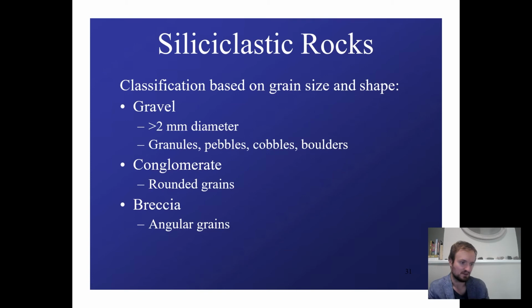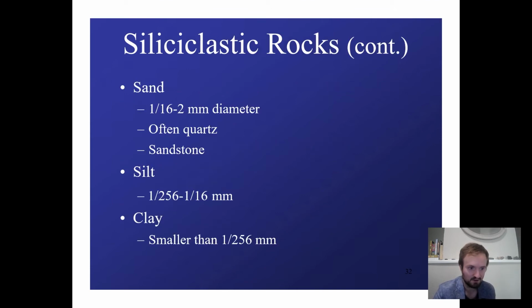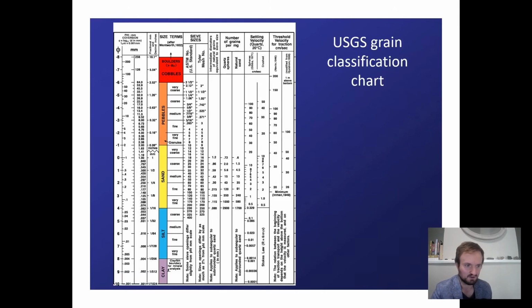Again, this classification is based off grain size and shape. Gravel has granules, pebbles, cobbles, boulders, and anything bigger than 2 millimeters in diameter. A conglomerate is a lithified gravel of rounded grains, and a breccia is a lithified gravel of angular grains. Then you get into more classifications. Remember, sand, often quartz and feldspar, turns into a sandstone. These are your size determinations: silt and clay, and so on.